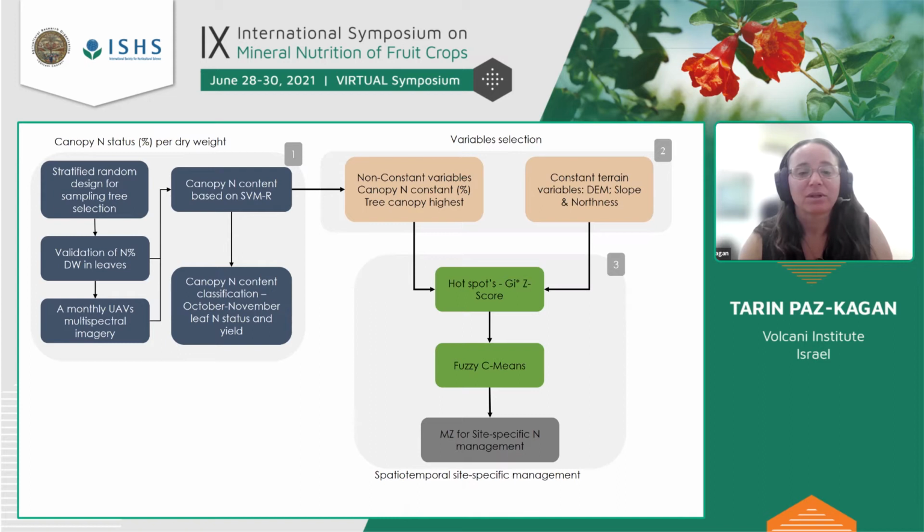The next step is to collect the non-constant variables, which are the N content and the canopy height, with constant variables of terrain, which relate to DEM, slope, and aspect. All of this information, the constant and non-constant, went into a transformation function based on a hotspot Getis-Ord statistic. Then the information was plugged into a fuzzy C-means model. Based on the fuzzy C-means, we develop management zones for each orchard and for each site.